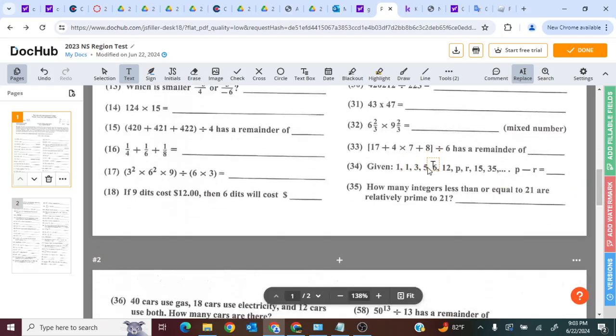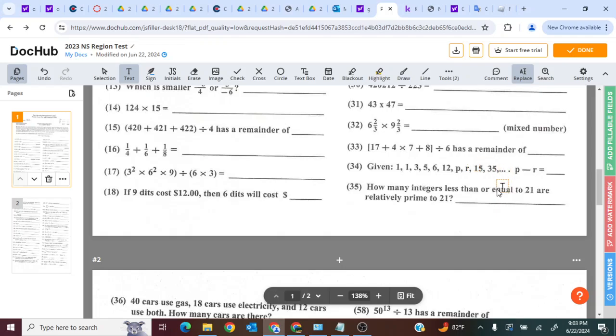Given 1, 1, 3, 5, 6, 12, P minus R is what? These are triangular numbers and pentagonal numbers split series. So plus 2, plus 3, and it'll be plus 4. And then you have plus 4, plus 7, and you'll have plus 10. So you'll have 10 and 22. So in that case, 10 minus 22 is negative 12.